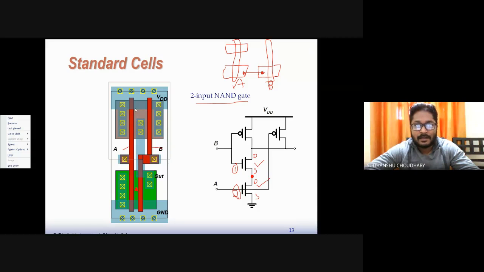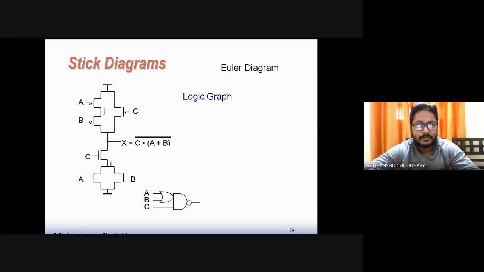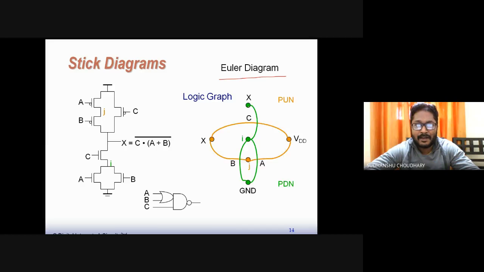In fact, there is a technique or method by which you can draw an optimum layout. We'll try to discuss that technique in today's lecture, and that technique is called the Euler method. For the Euler method, you will need to draw Euler paths or Euler diagrams of such kind. For example, somebody wants to draw the layout of this circuit, C dot (A plus B) whole bar. So let us see how we will draw the layout of this circuit.